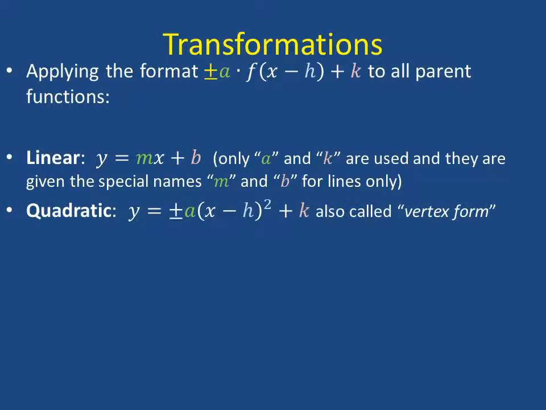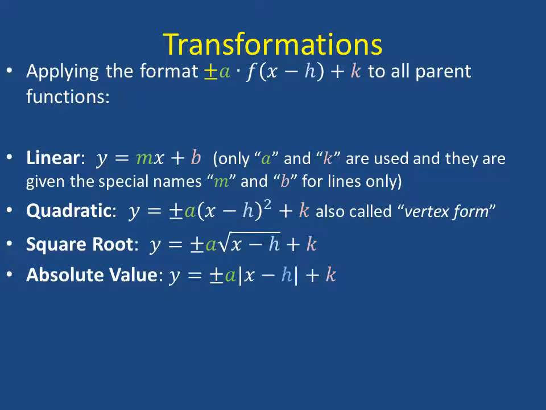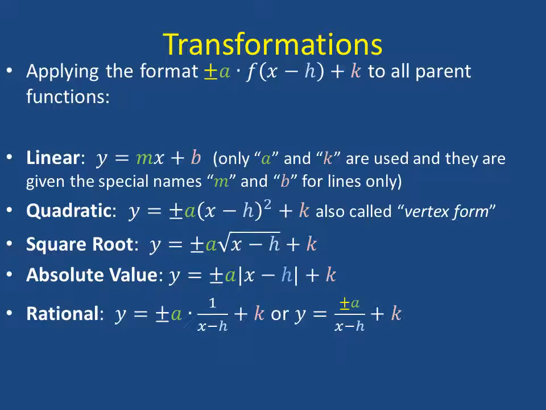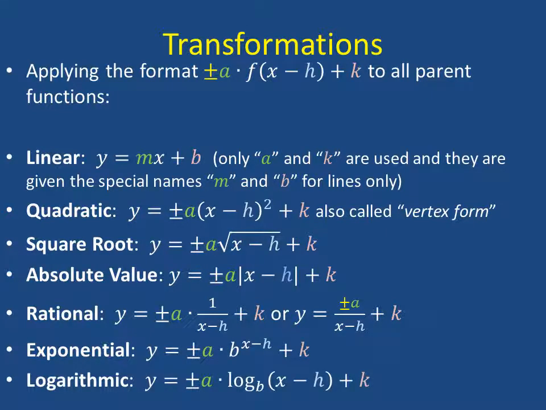For the quadratic function, you see the form on the screen there. We also call this the vertex form because this shows us very clearly on a graph where the vertex of the quadratic parabola exists. Square root function, absolute value function, rational function. Now keep in mind here that we can have a either multiplied by the whole fraction, or we can move the plus or minus a on top of the fraction. You may see that either way. Exponential function and log function as shown.